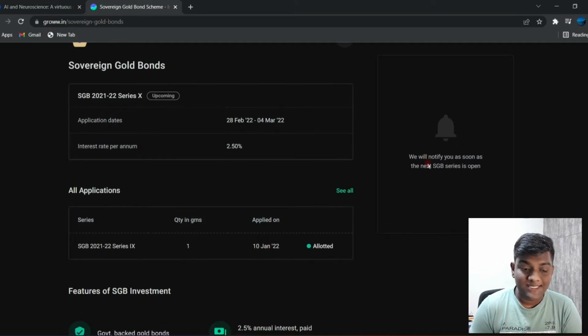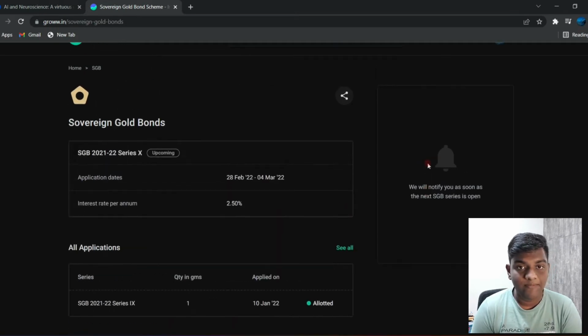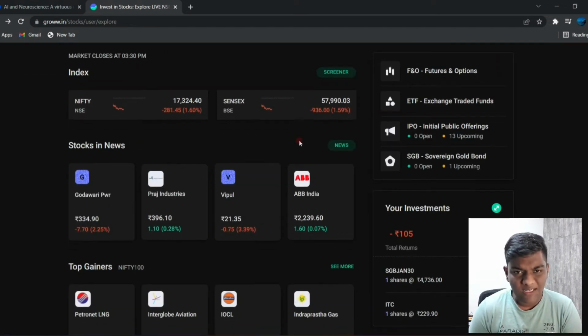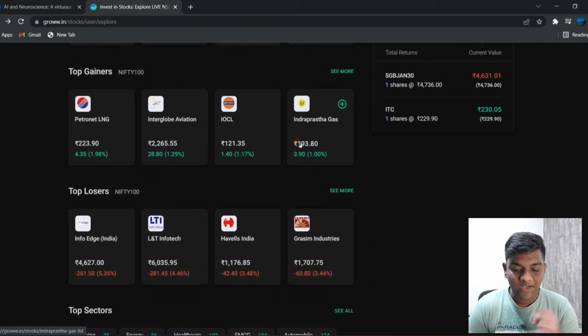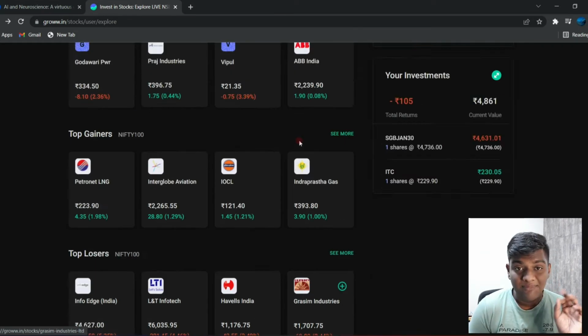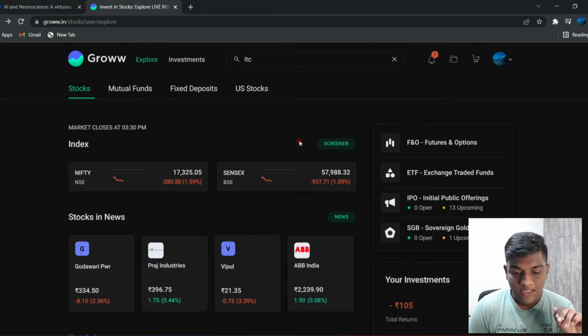So SGV is actually an interesting concept. I've talked about this in my very first video, the investments plan of mine. So you could have a look at that, but that's up to you. Many won't prefer it because of low interest rate, but it's completely tax free. So this is equity page. Now let's go to mutual fund page.